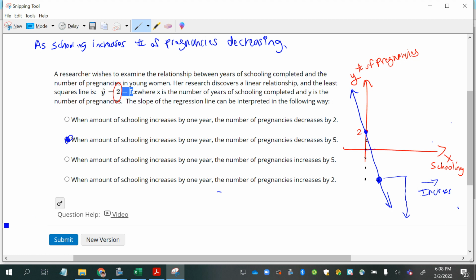And if you want to just double check, when the amount of schooling increases 1 year, the number of pregnancies increases by 5. No, that would mean that you would have a left to right increase, and we don't see that here. So any of them that say increase for both of the variables are definitely out, because we had a negative slope, and slope is rise over run. So if you had both increases, then you would have to be going upward from left to right, not downward from left to right.